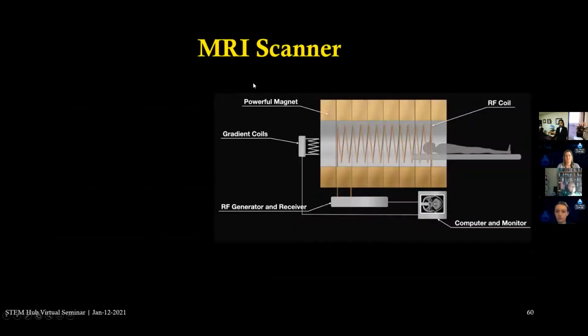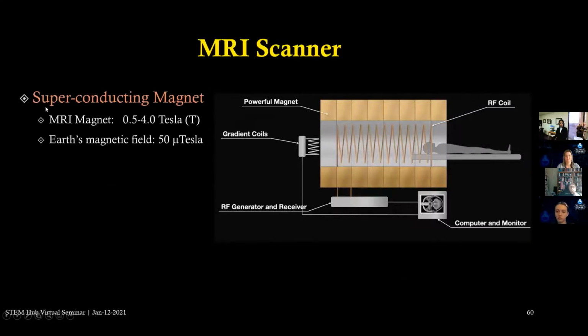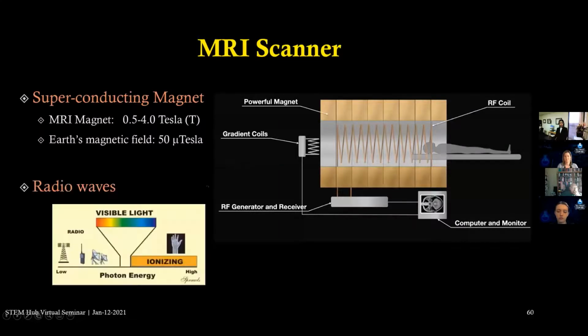So what does an MRI scanner have? It has a very powerful magnet. It's a superconducting magnet, and the field strength that is being used clinically is between 0.5 and 4 Tesla. When you compare to the Earth's magnetic field, this is about 10,000 times more than the Earth's magnetic field. So you can imagine how powerful the magnet is. And as I said, we use radio waves here to excite our water protons.